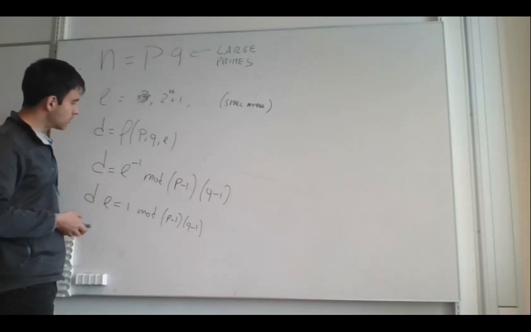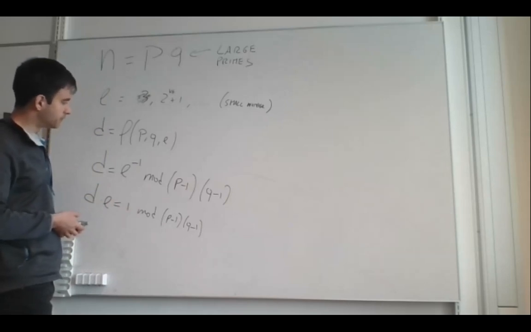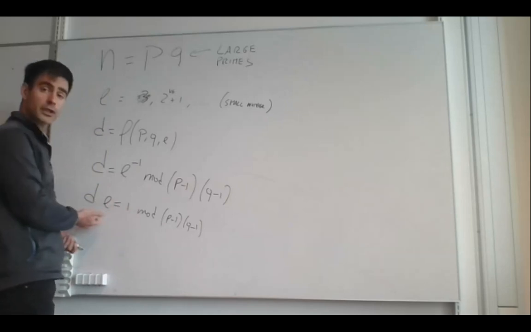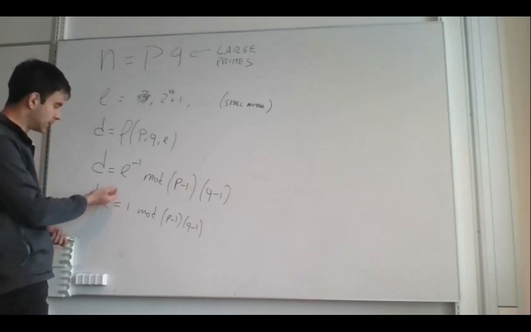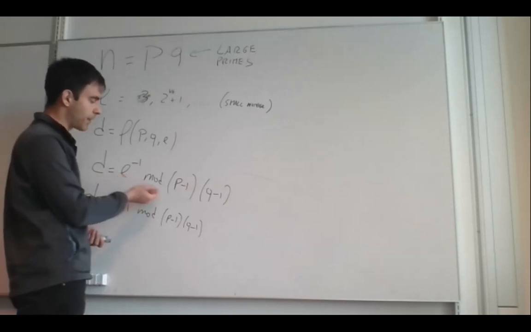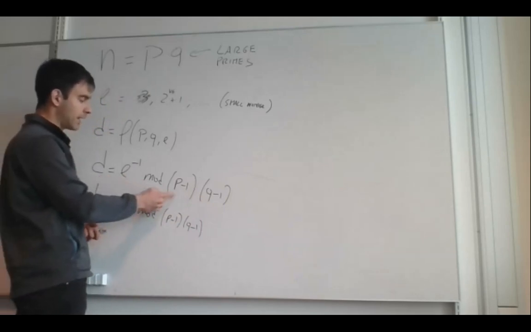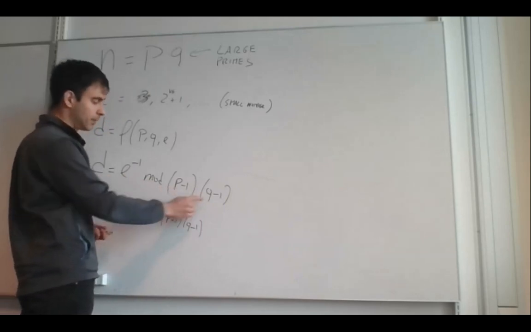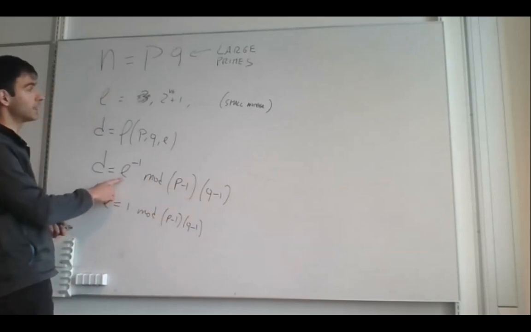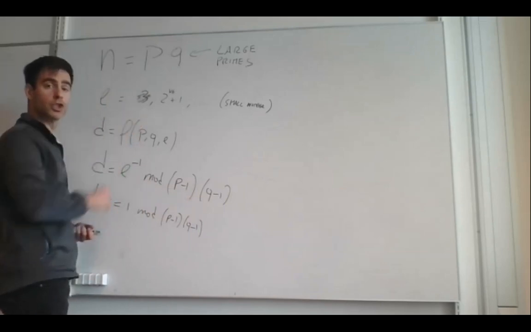Right. So what else would I like to tell you? Okay, so for this inverse to exist, you need E to be coprime with P minus 1 and Q minus 1, meaning that E should not have any prime factor in common with P minus 1 and Q minus 1. And this immediately tells you why I started with 3 and not with 2.